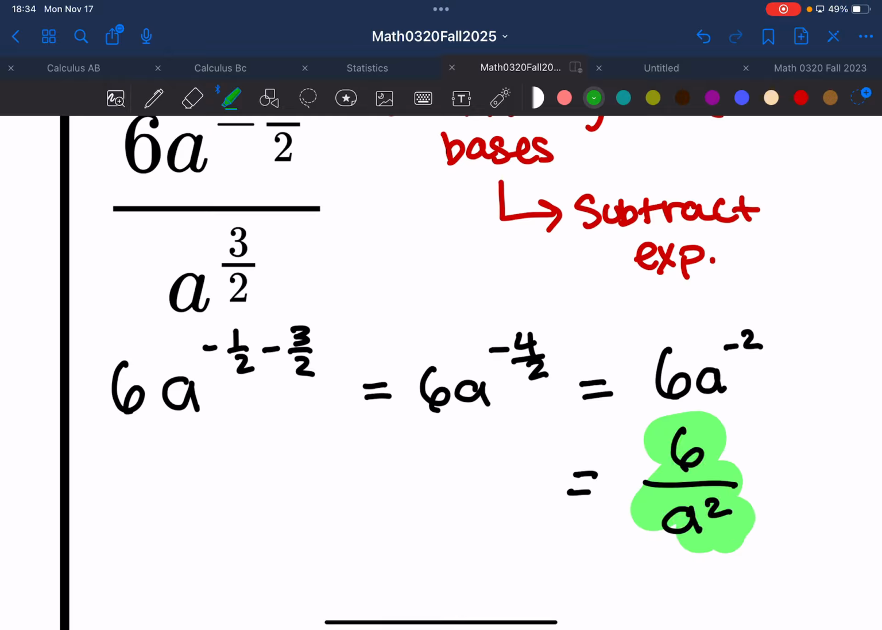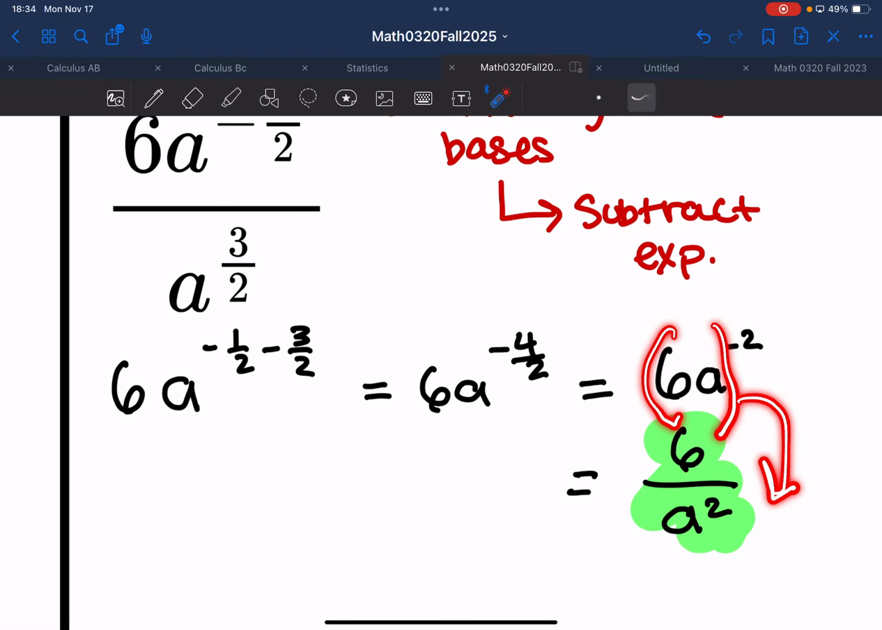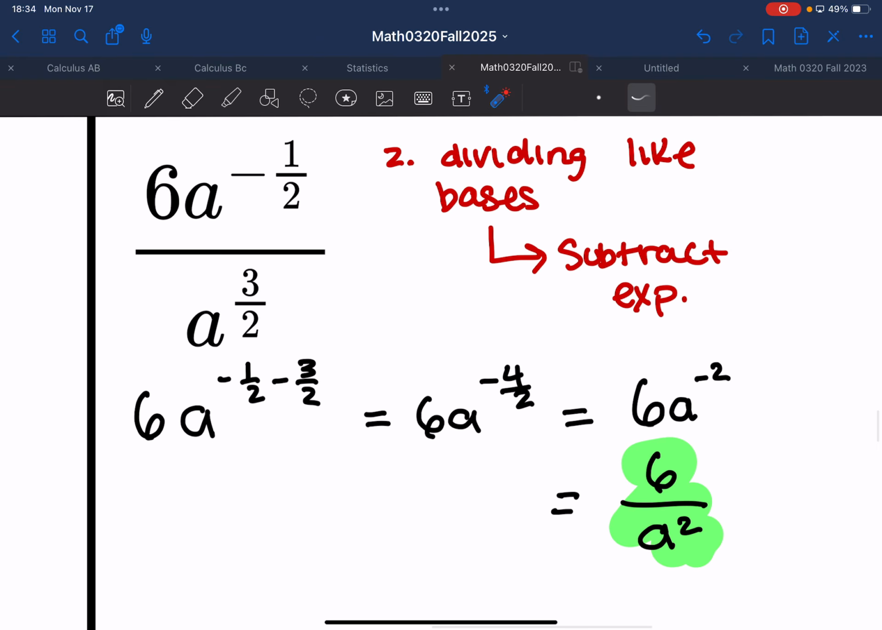6 over a squared. When would the 6 come down with the a? If this was surrounded in parentheses. Good. If this had parentheses around it, then they would both come down together. However, if it had parentheses around it, would they be the same bases to begin with? No. One would be 6a and the other would be a, so you wouldn't be able to simplify it in the first place.